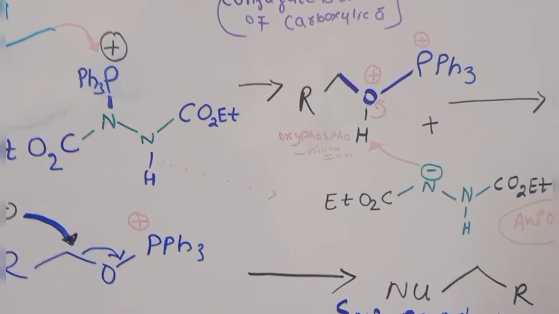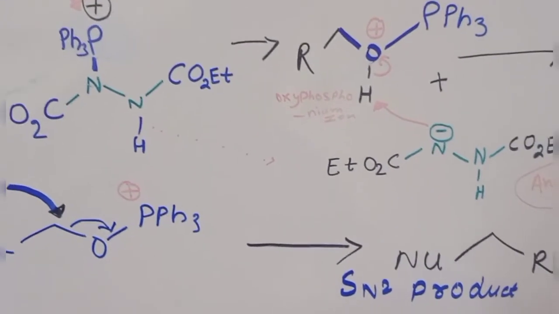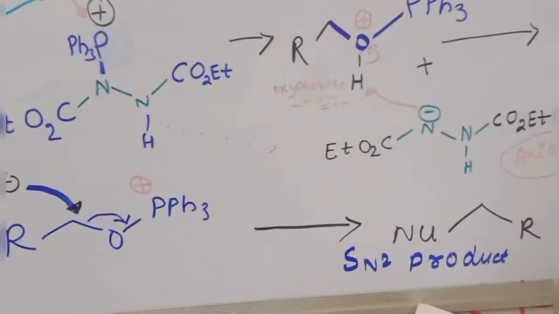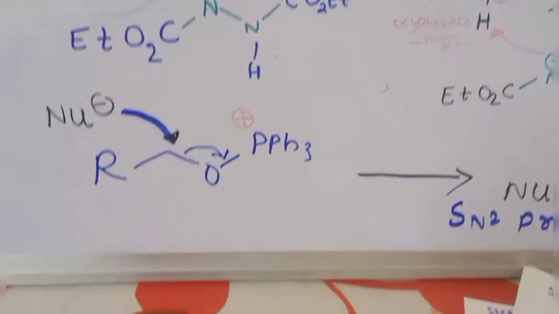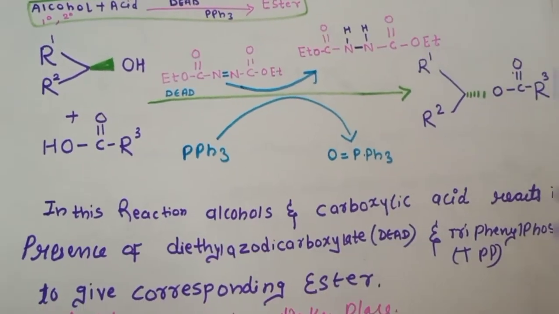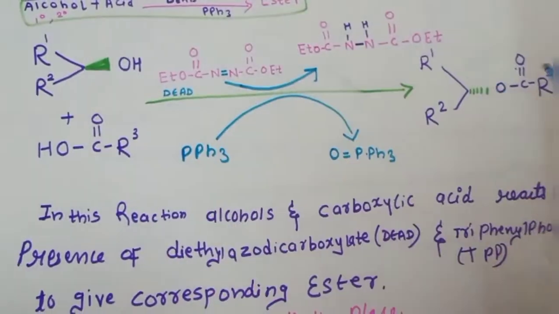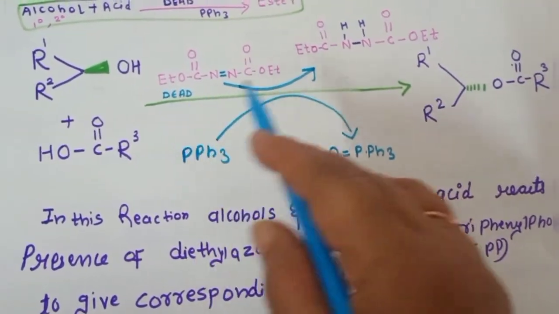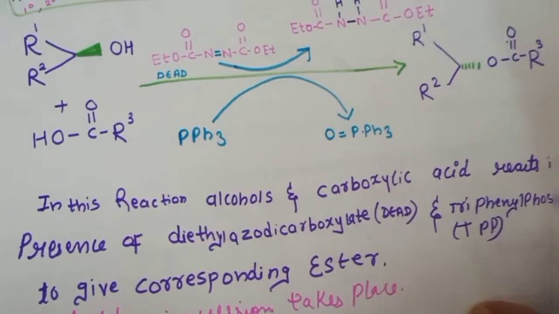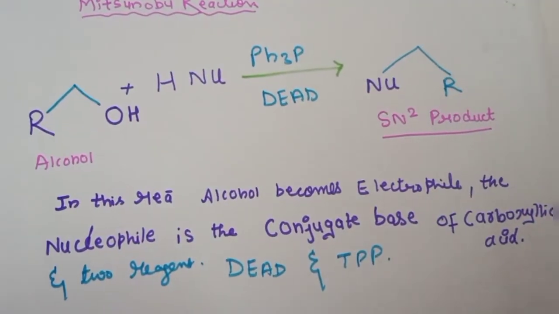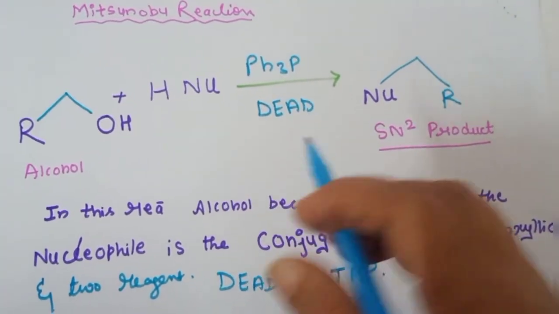So you can write both the reactions which I have shown in the beginning, as well as this reaction, as it is also very important. Students, if it is asked for 1 mark, you can write in short that alcohol and acids react to give the ester in the presence of two reagents, that is DAD and PPh3, and also you can write this reaction, that alcohols are converted to the respective product in the presence of PPh3 and DAD.